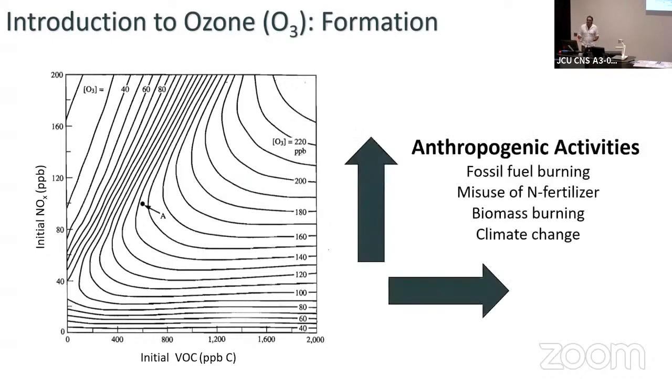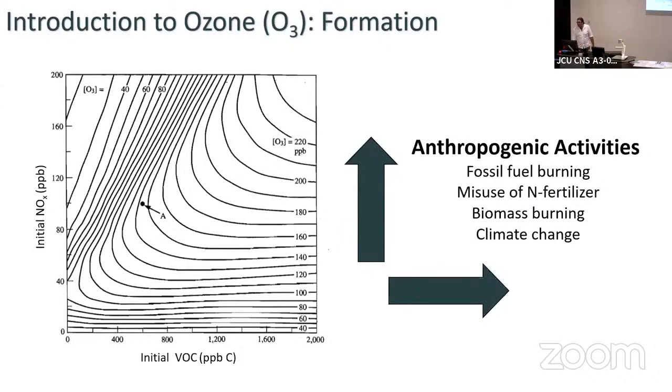But the problem is that anthropogenic activities are driving both. We're seeing the increase in nitrous oxide emissions and in VOCs through fossil fuel burning, through misuse of nitrogen fertilizers, and by biomass burning, both natural and anthropogenic. We're sort of basically pushing ourselves in both the X and the Y direction on these kind of graphs. And that's a real problem.